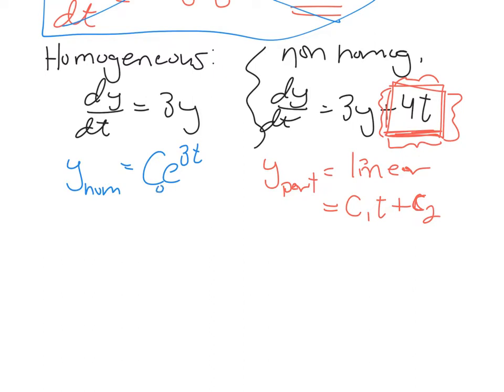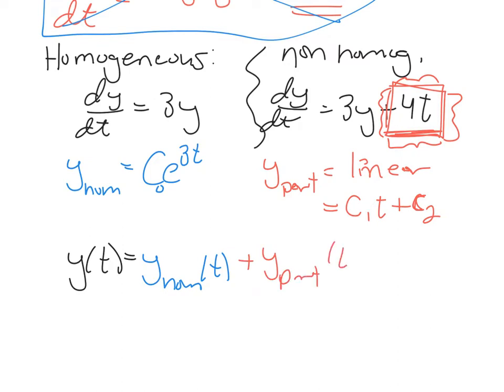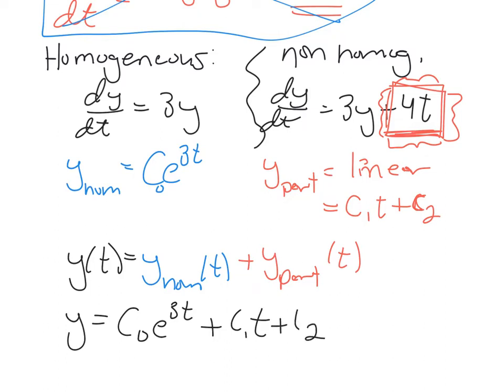Okay, now given that this is a linear differential equation, my analytic solution is my homogeneous solution plus my particular solution. And again, please take note of the notation I'm using here. I'm using homogeneous and particular as the subscripts instead of hats and bars and whatever else you might have seen in the past. So in this case, that means that y is equal to c0 e to the 3t plus c1 t plus c2. The rest of undetermined coefficients is now just detective work.